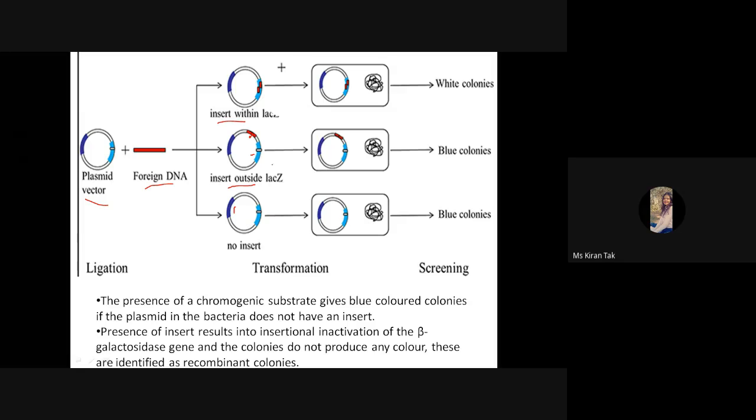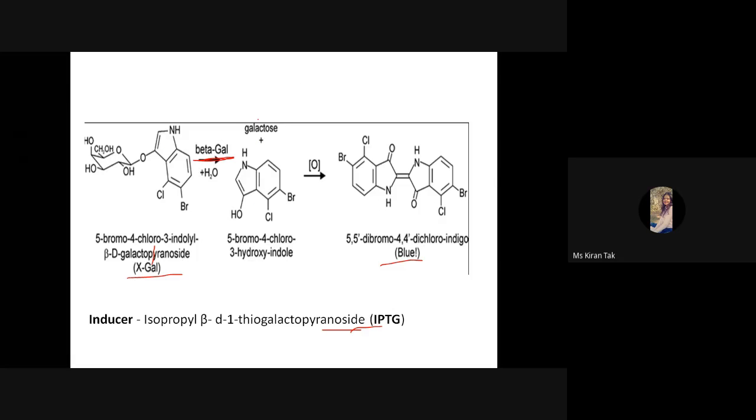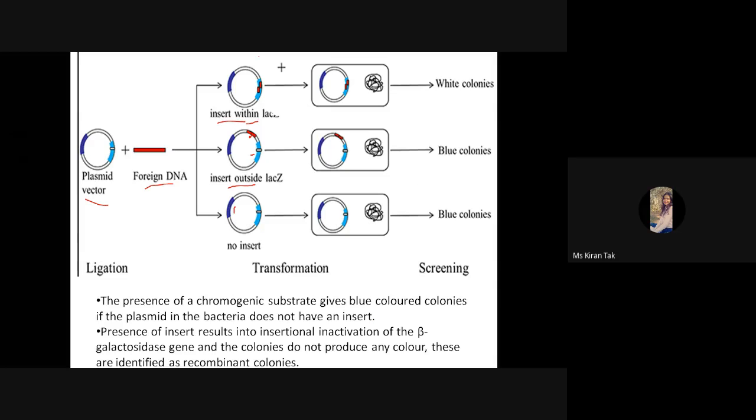So what will happen is, if our insert is present within the lacZ, that means there is insertional inactivation of the lacZ gene. And as we know, if beta galactosidase is not expressed, blue colonies will not form and white colonies will form. In other cases, when the insert is outside the lacZ, or if there is no insertion, then lacZ will express and form blue colonies. So the white colonies are the recombinant colonies.